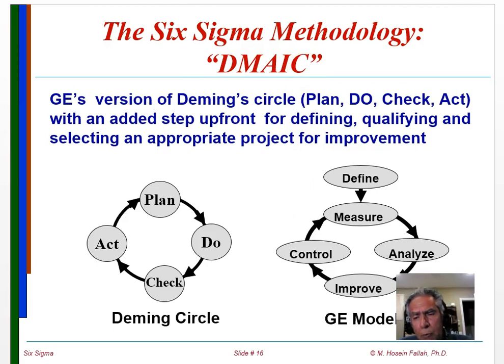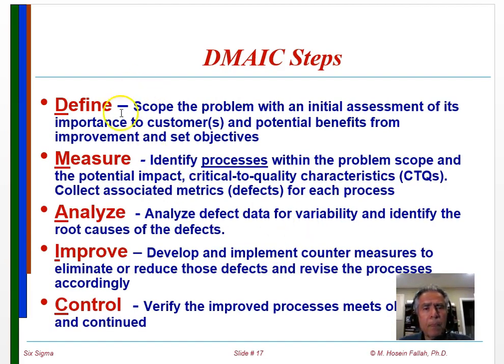So let's talk a little bit about what these steps are. The first step, the define step, was to scope the project and do some initial assessment of whether or not it's worthwhile to pursue this project. Is it important to our customer, and does it have enough benefit to the corporation? If we pass that threshold, then the project was adopted and launched, normally with a cross-functional team led by a black belt. That's an example of what GE was using, and other companies followed the same.